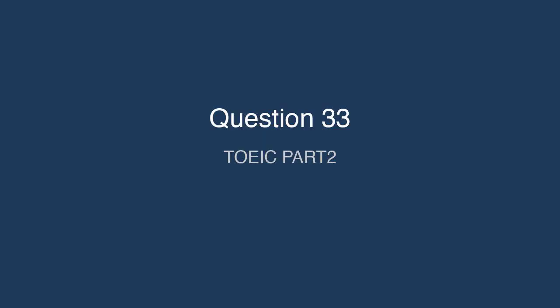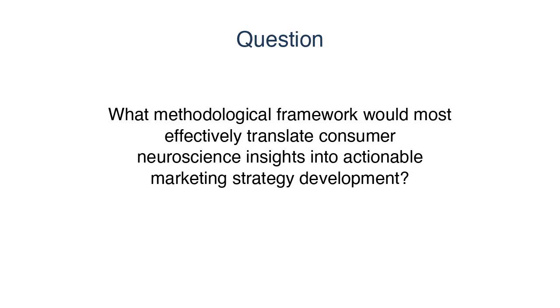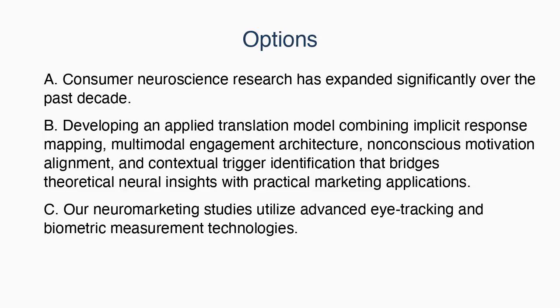Question 33. What methodological framework would most effectively translate consumer neuroscience insights into actionable marketing strategy development? Here are your options. A. Consumer neuroscience research has expanded significantly over the past decade. B. Developing an applied translation model combining implicit response mapping, multimodal engagement architecture, non-conscious motivation alignment, and contextual trigger identification that bridges theoretical neural insights with practical marketing applications. C. Our neuromarketing studies utilize advanced eye tracking and biometric measurement technologies.